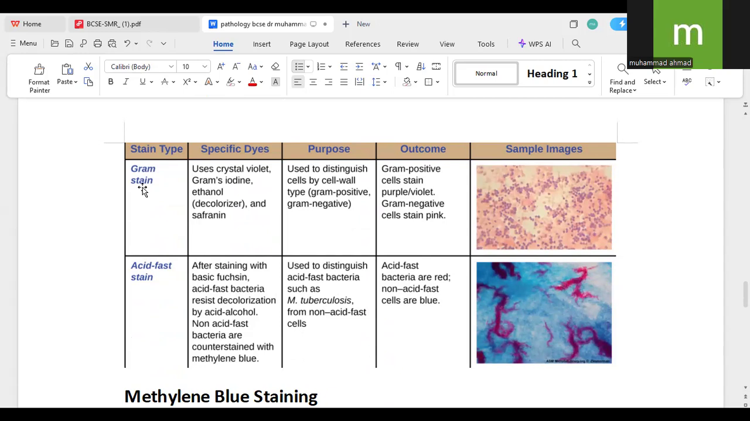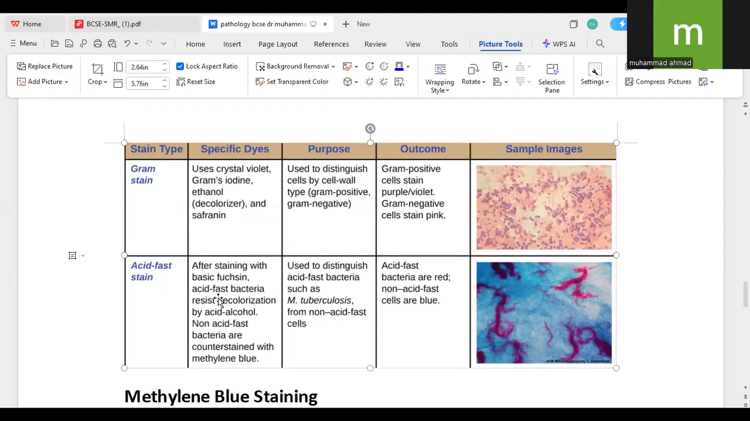So gram stain uses crystal violet, gram iodine, ethanol, and safranin, used to diagnose cells by cell wall type, gram positive and gram negative. Acid fast staining is important, and we use it against tuberculosis. After staining with basic fuchsin, acid fast bacteria resist decolorization by acid alcohol. Acid fast bacteria are red, non-acid fast cells are blue. So acid fast stain is against tuberculosis.